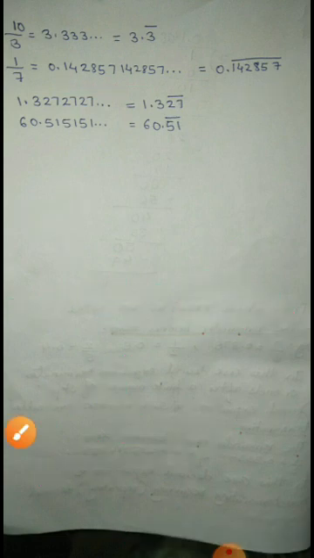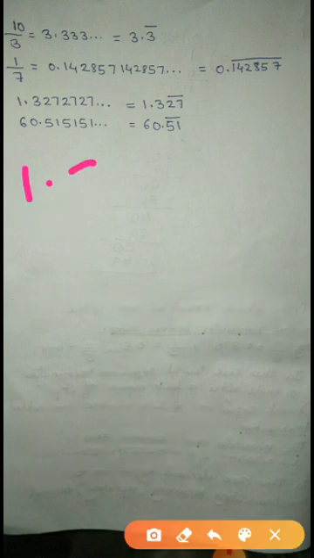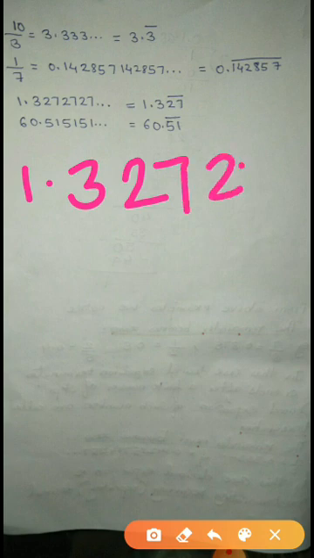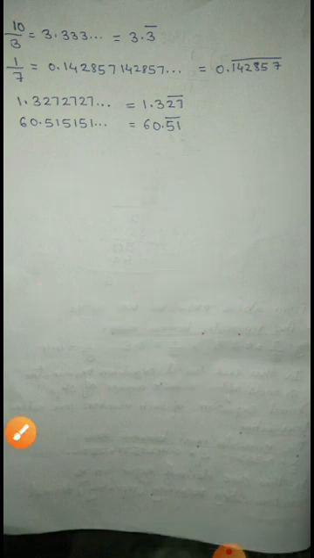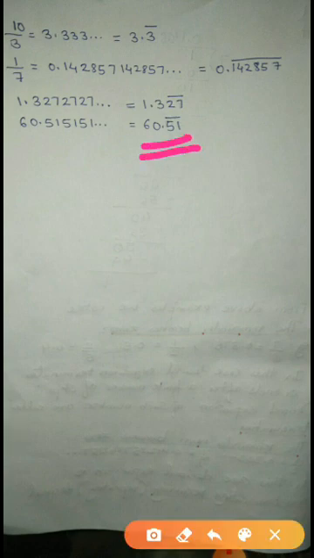Okay, now see the next one. I have here 1.3272727 and so on. Now whether in this case my 272727 is repeating. So how can I write it as 1.3 and 27 with a bar? That means this block is repeated. Okay, clear? Same for 60.515151, which block is repeated? 51 block is repeated. So it has been written like this. Hope this is clear. Okay.